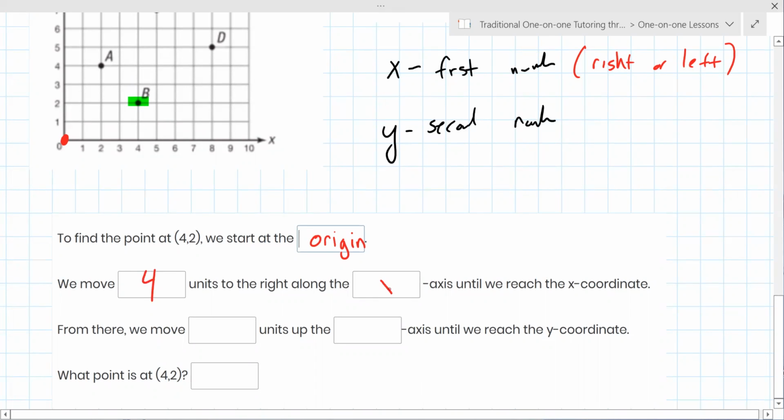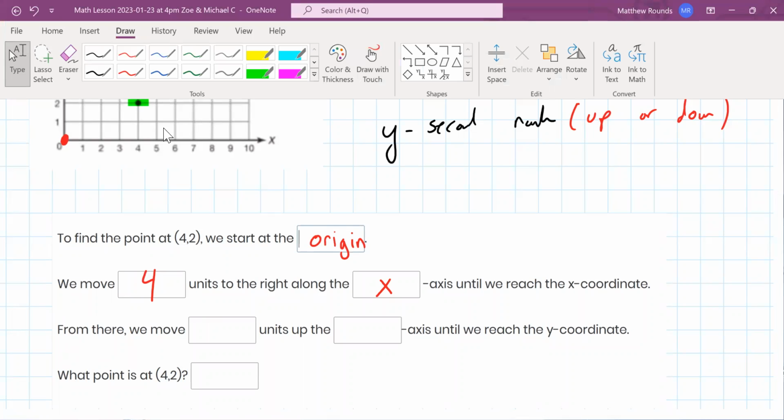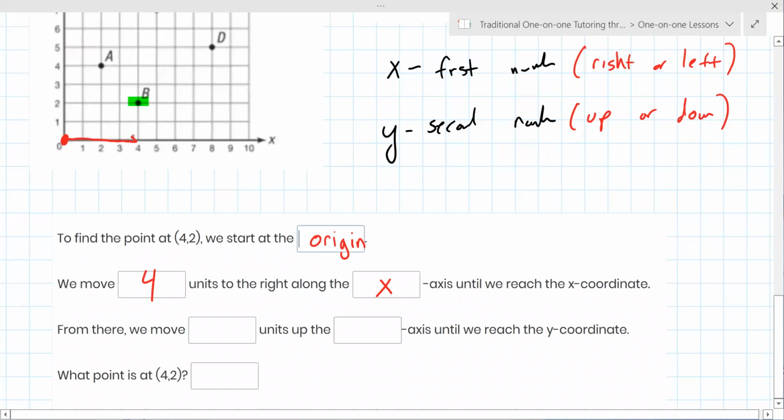Along, and it's always the X axis to start. The Y is always up or down. So whether you're moving up or down for that. So from there, you've moved to this place right here. You're right here at this 4,0. From there you move up, right? Yeah. How many units up do you move though? 2. 2 units up and then it's Y axis. And then you already answered this, but it's point B.